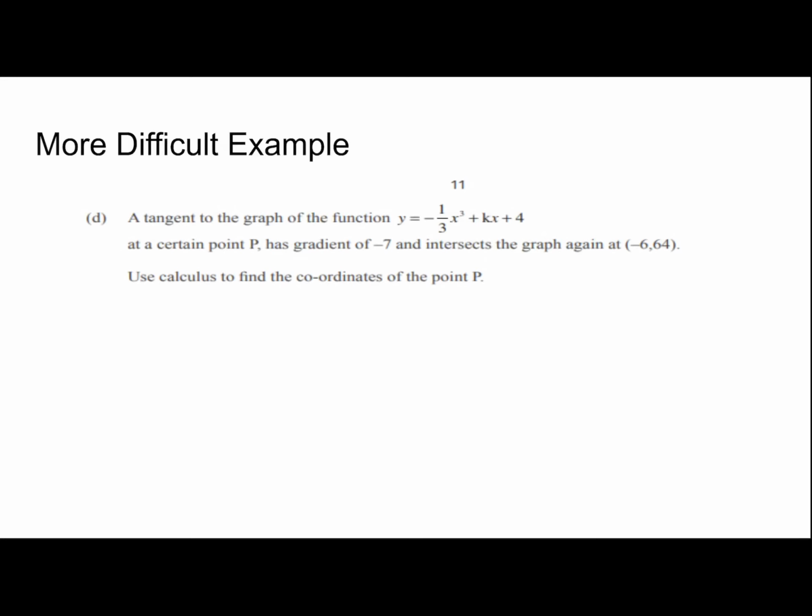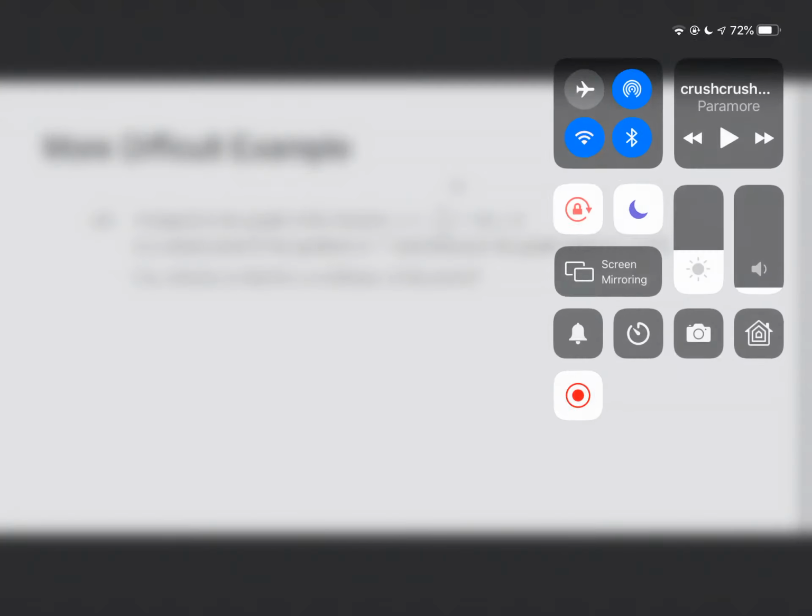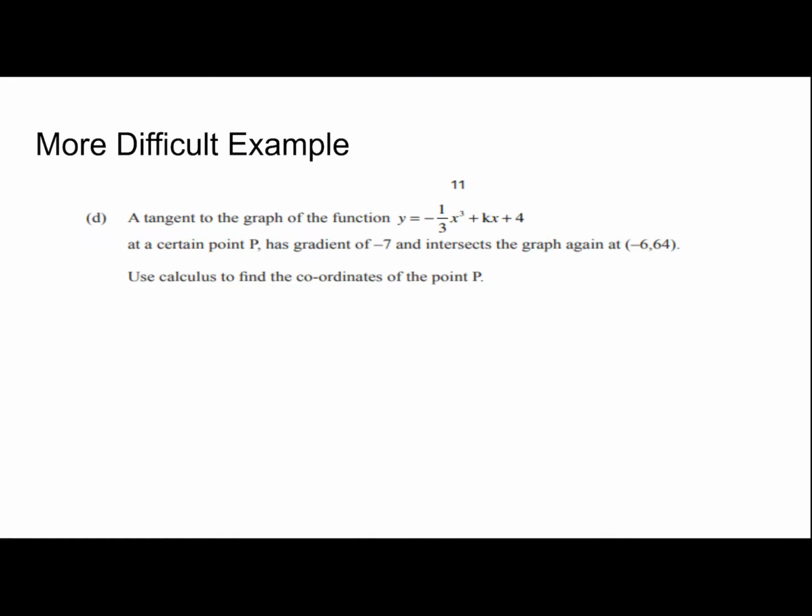So we have a more difficult example. This is a past NCEA example. This is an excellence question. The tangent to a point of the function y equals -1/3 x cubed plus kx plus 4 at a certain point P has a gradient of -7 and intersects the graph again at (-6, 64). Use calculus to find the coordinates of point P.